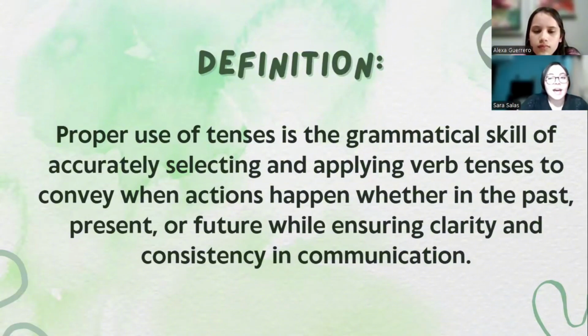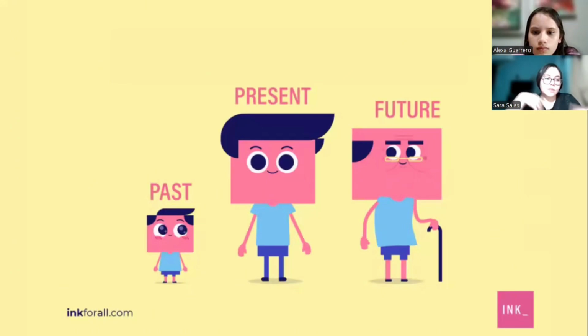Well, tenses are grammatical structures that allow us to express the time of an action or an event. In English, tenses are categorized into past, present, and future, each with four aspects: simple, continuous, perfect, and perfect continuous.